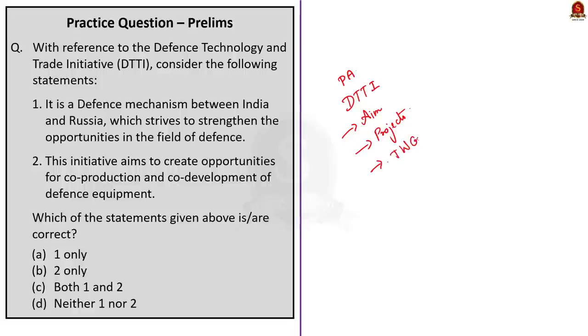And finally, we ended our discussion by seeing about the execution of these projects via joint working groups. Now, with these points, let's move on to the next article discussion.